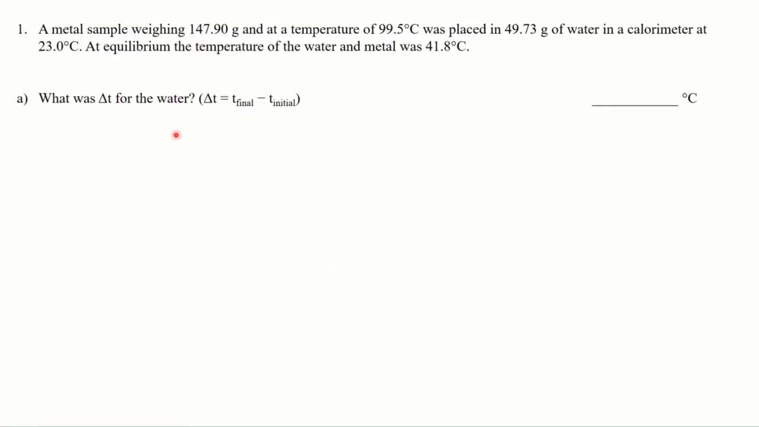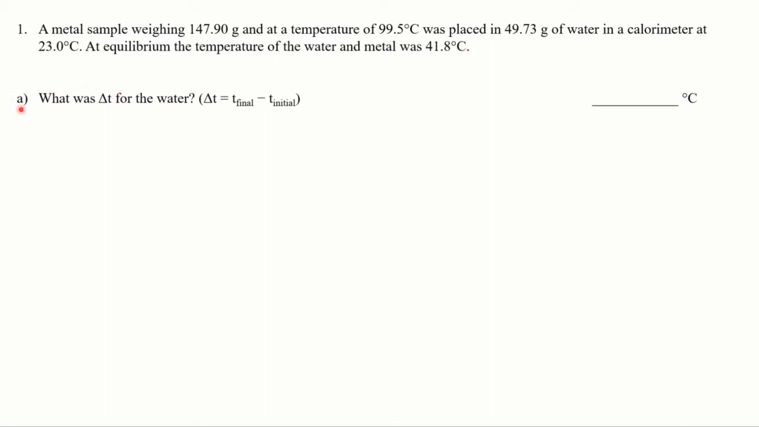So let's start with question number 1. Question number 1 has several parts to it, where we will finally at the end of the question be able to calculate the specific heat of an unknown metal and approximate its molar mass. The question states a metal sample weighing 147.90 grams and at a temperature of 99.5 degrees Celsius was placed in 49.73 grams of water and a calorimeter at 23.0 degrees Celsius. At equilibrium, the temperature of the water and the metal was 41.8 degrees Celsius.